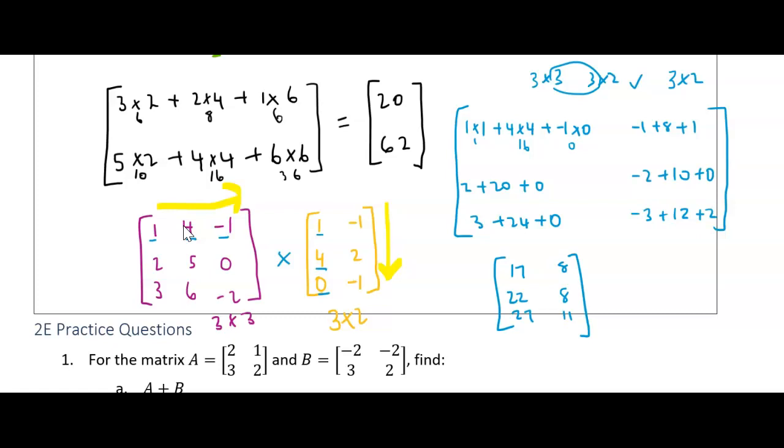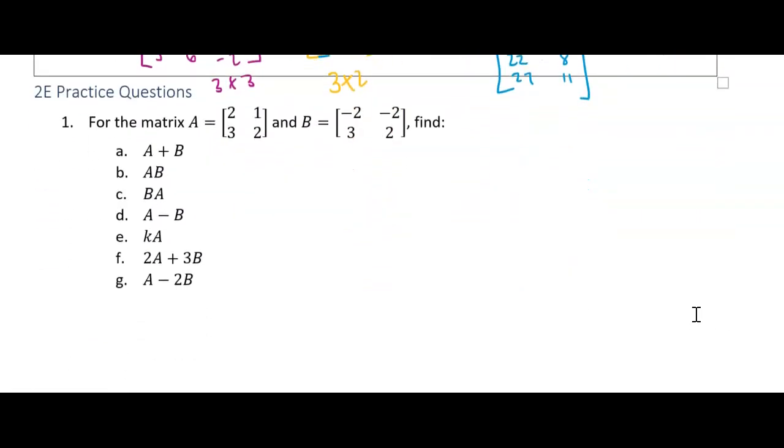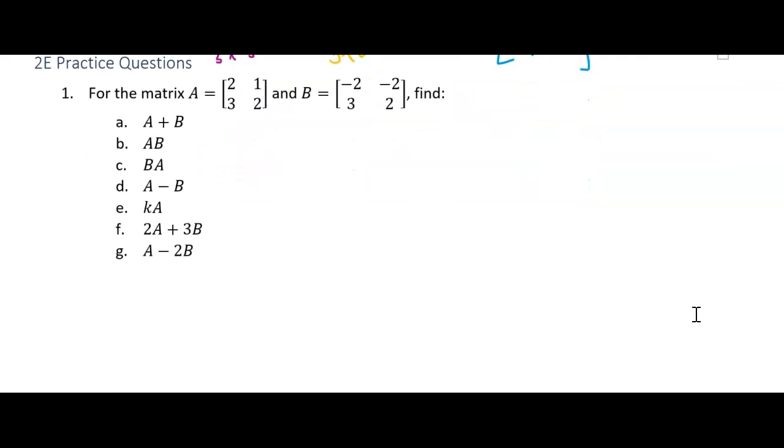Okay, so matrix multiplication is hard to do by hand, but you just go row, column, until you've done that row by every column. And then you move on to the next row. But much easier to do on your calculator. All right, so for 2E, we've got 2 matrices here. Part A is pretty easy, so I'm going to move on to B. So we're just going to multiply A and B.